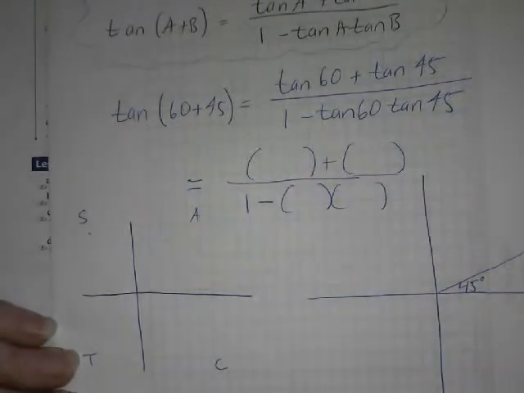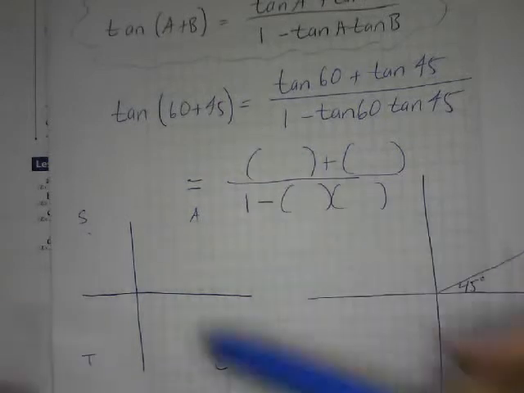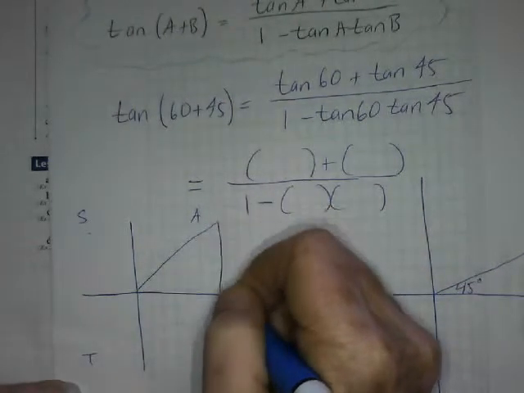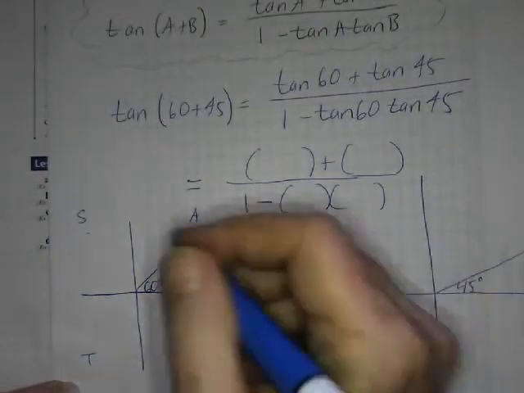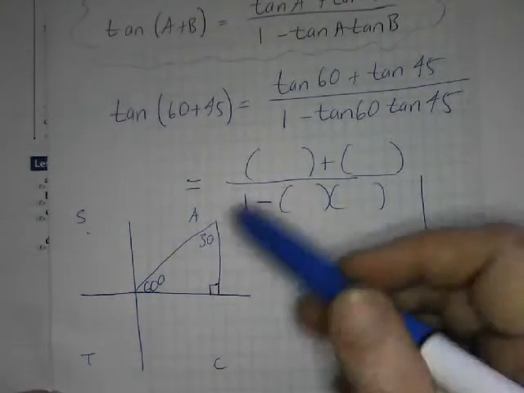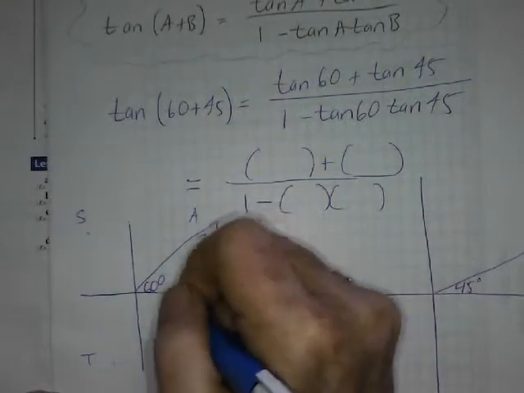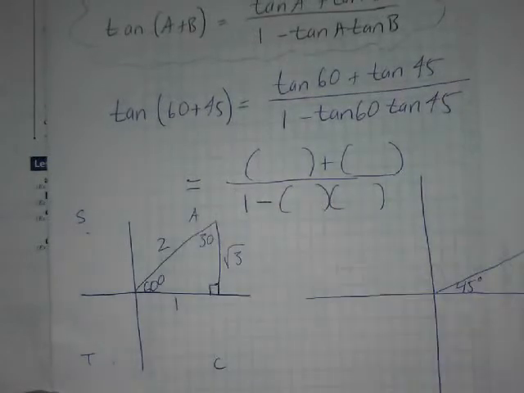I've got tangent of 60. I'm trying to find tangent of 60. So I'm going to open up an angle of 60 degrees. And then, so that's 60. So this is my 30, 60, 90 triangle. And I know some things about this triangle. I know that the side across from 30 is 1. And the side across from 60 is root 3. And that's 2.